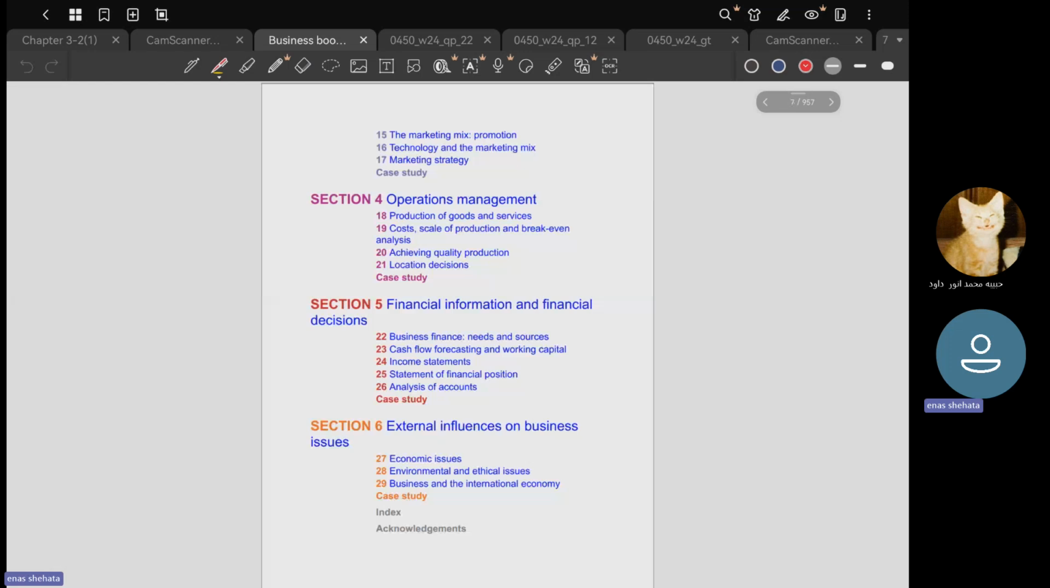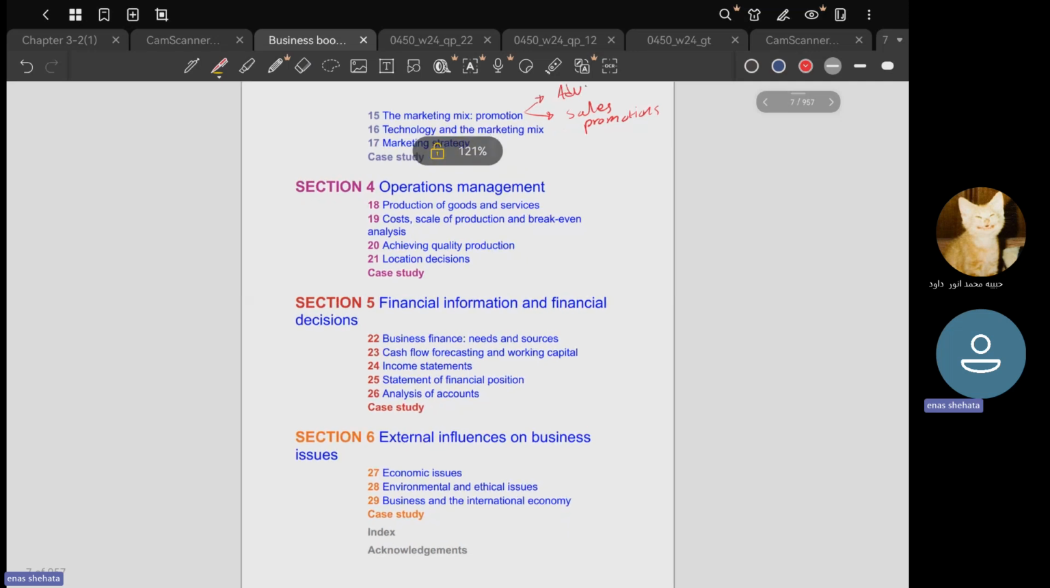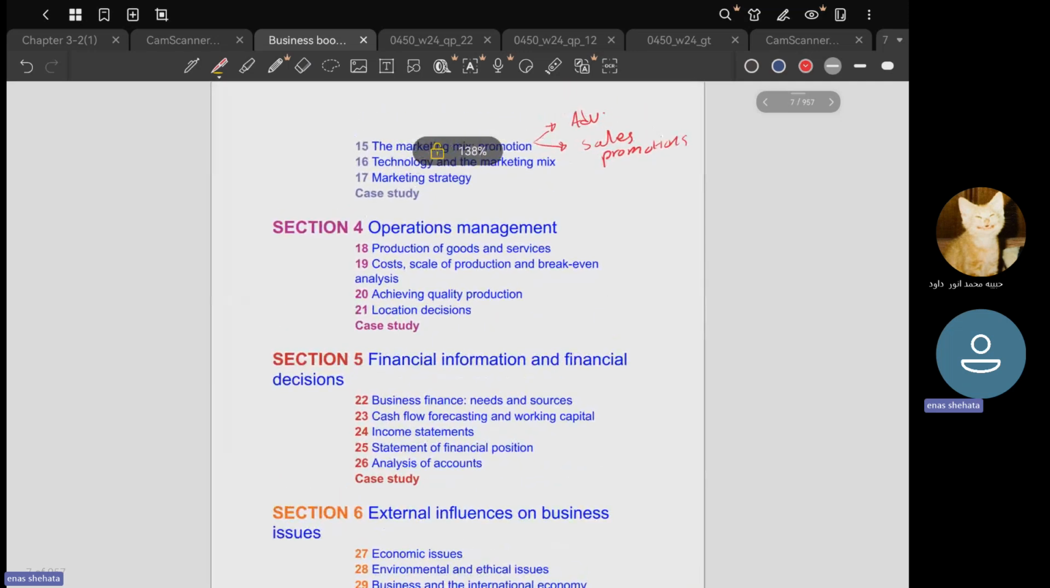Then the promotion, the types of promotion that you will use. And promotion means two things: the advertisement that you will use and the sales promotion that you will use. Advertisement is like the adverts that I make on television, in newspapers, on the internet, and in social media. This is advert. But what about sales promotion?